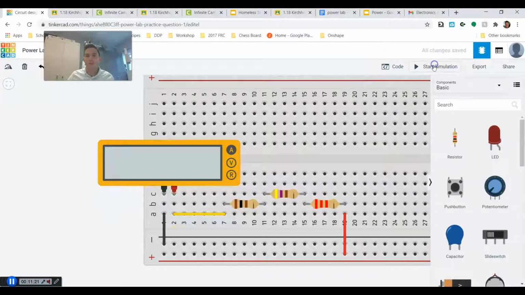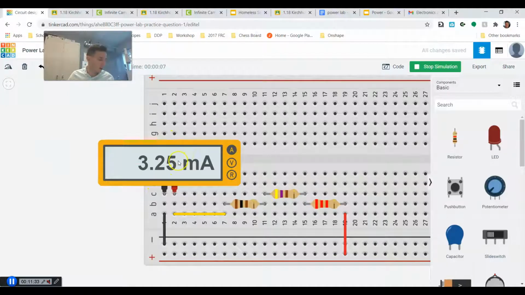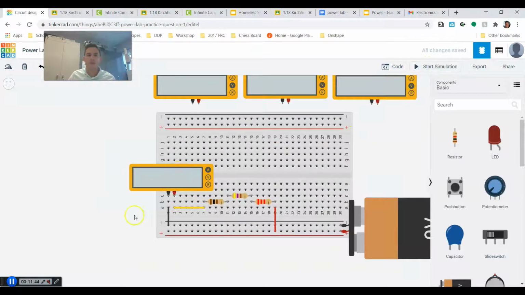Now if I were to start my simulation, I could see my amperage at least, which is measuring 3.2 milliamps. And when we look at our answer here, it's 3.2 milliamps, and this is 0.25, which is interesting. I'm surprised I didn't round that. Anyways, coming back here, I'm going to stop this. It's now time to start wiring in our voltage meter. Voltage is measured in parallel, not in series.